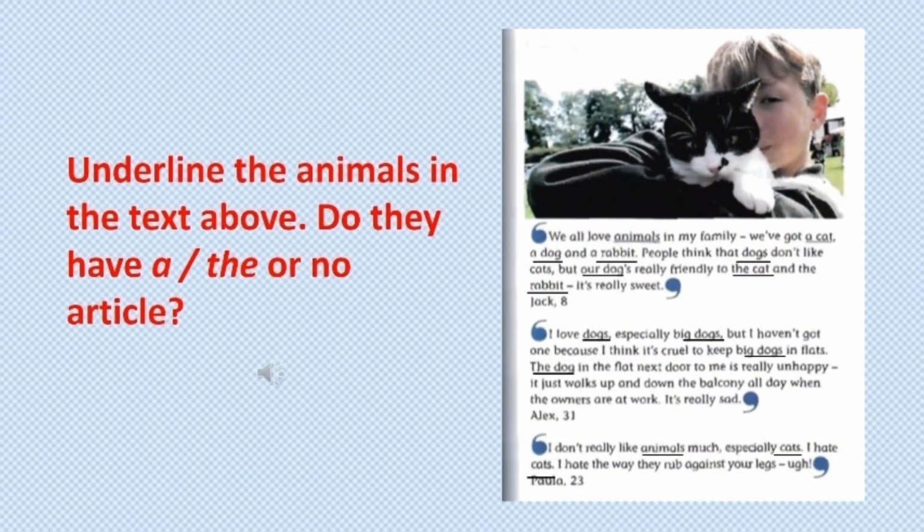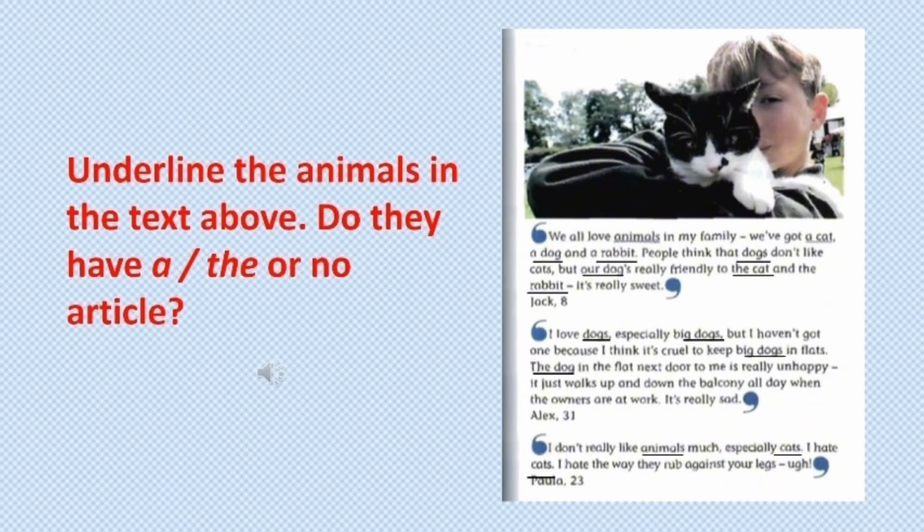Okay, let's check together. What animals did you find? Animal word, cat. A cat. The cat. So, the article is a, the. Dog. A dog. Our dog. The dog. The article is a, the. Rabbit. A rabbit. The rabbit. The article is a, the.